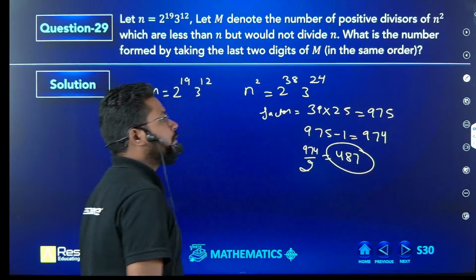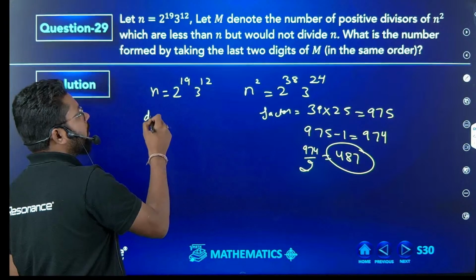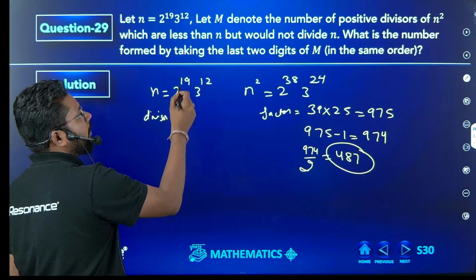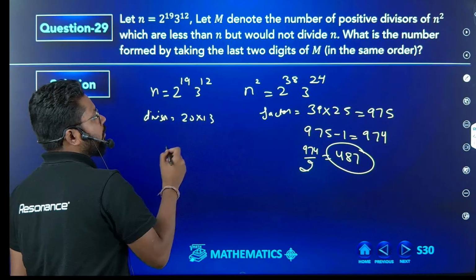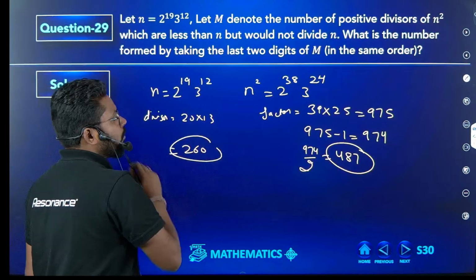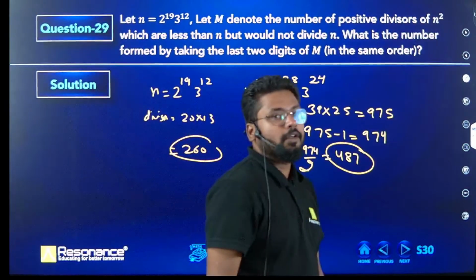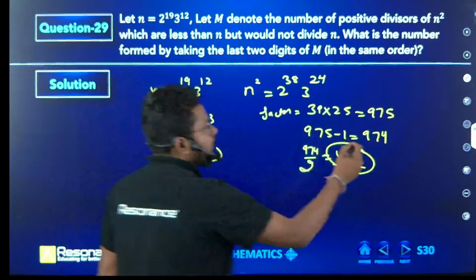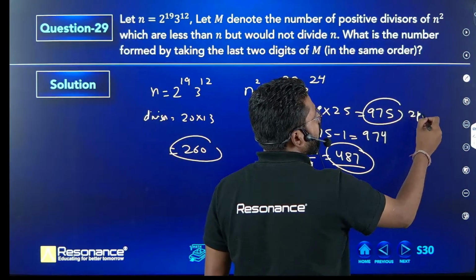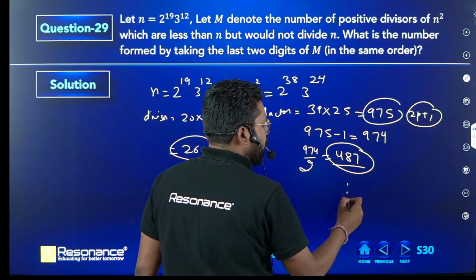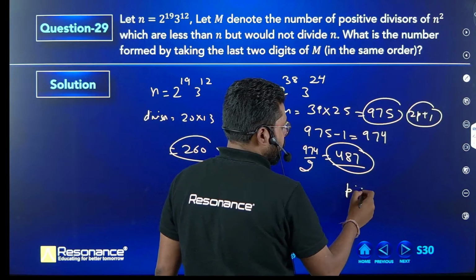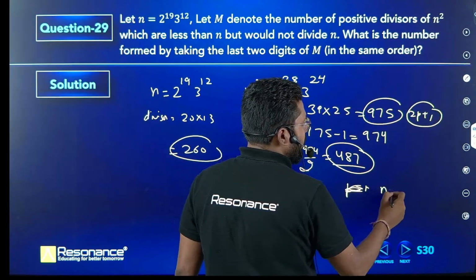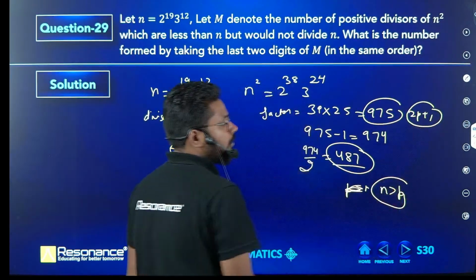Those are the divisors of n square less than n. Now for n, the total divisors are what? It will be 20 into 13, that is 260. For n square, it is 487, because if you suppose this value as 2p plus 1, and p will be, n will be greater than p. If you take half the values, n will be greater than p.